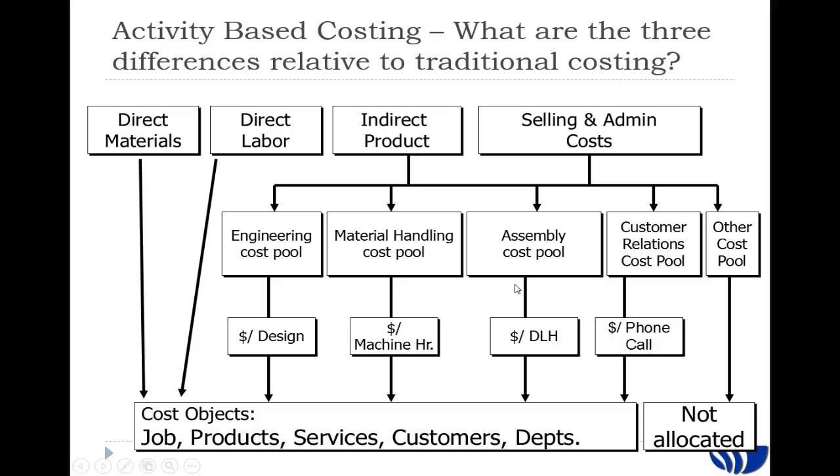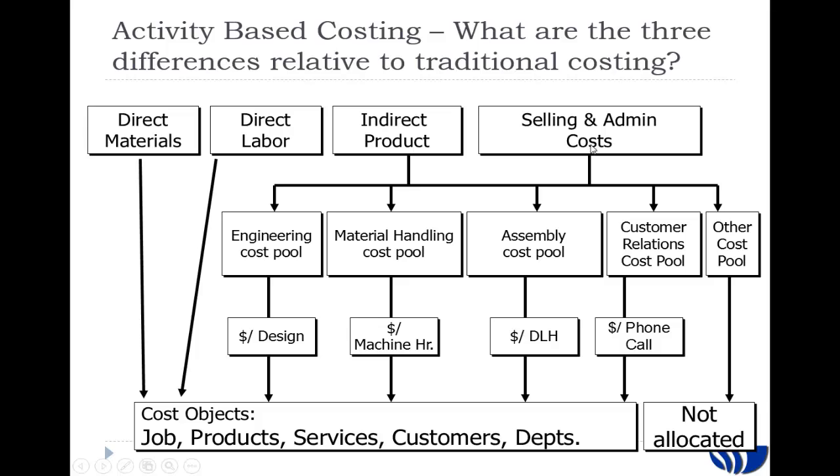A couple other differences that may be less obvious, but that are implied here, is that some of these indirect product costs may be assigned to this other cost pool which are not allocated. Now, for external reporting purposes, this would not be acceptable. For external reporting purposes, you have to take all of the indirect product costs and assign them to the job so they can be expensed when you sell the product. Okay, so that's one difference that is not as obvious.